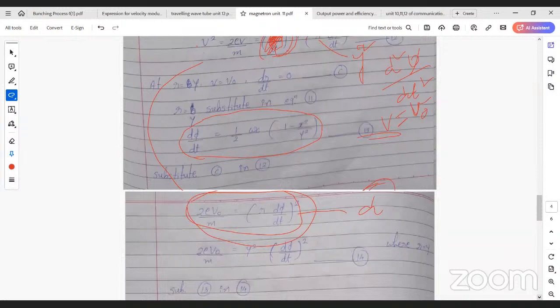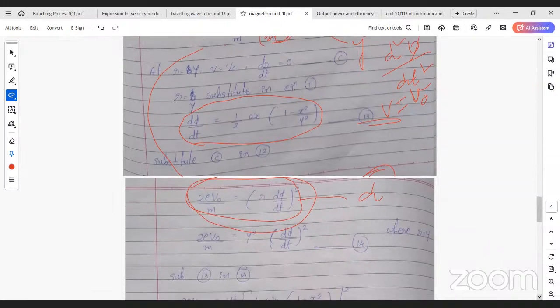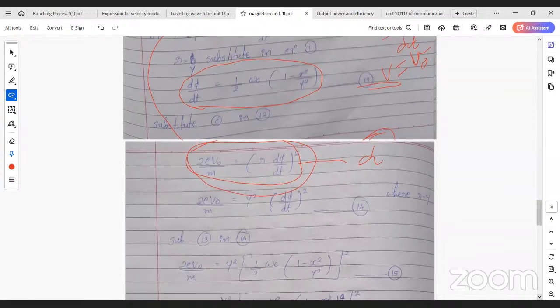Next, what I am doing: substitute 13 in 14. What is 13? 13 is d phi by dt. We have to substitute it in equation number 14 and see what we will get. What is the 14th equation? 2e v naught by m. LHS is as it is, y square is as it is. In place of d phi by dt, I am substituting 1 by 2 omega c times (1 minus x square by y square). We have d phi by dt whole square, so this square is copied as it is to the down part. We got equation number 15.